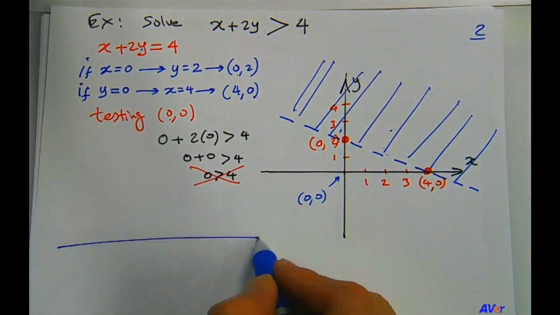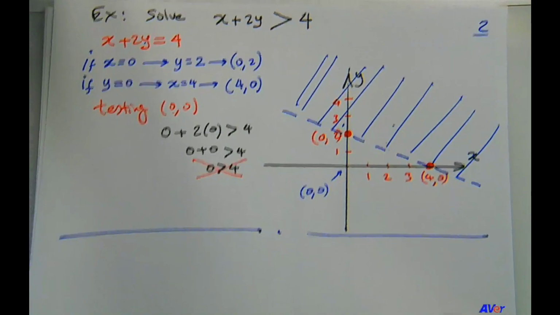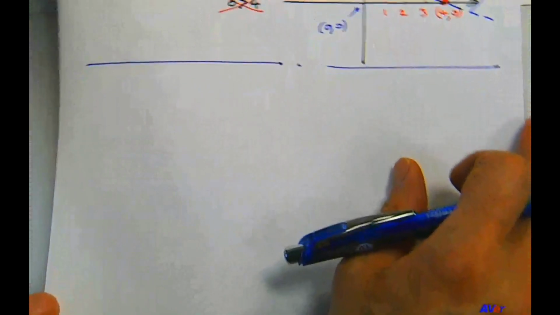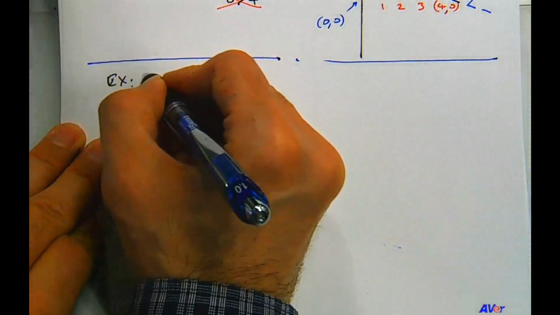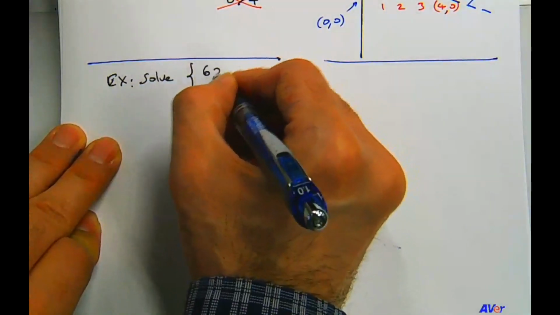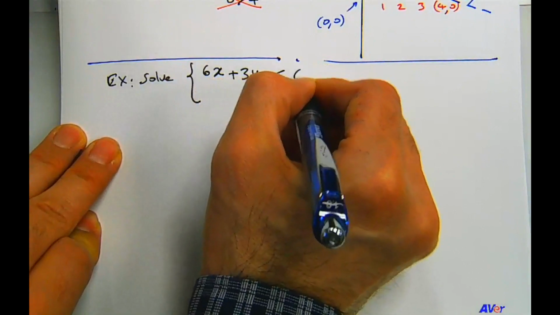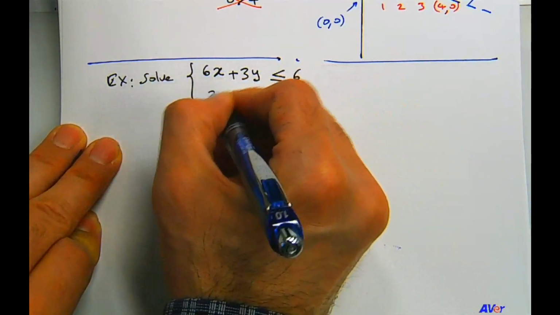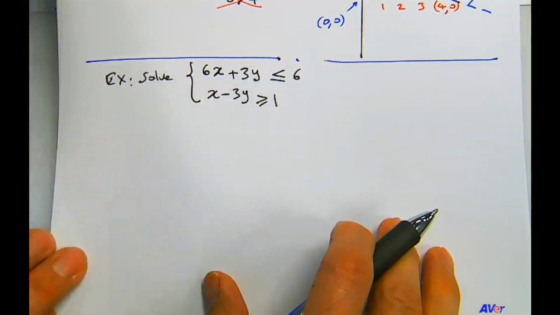Okay, let's do another example. Suppose this time we want to find the solution of this system of inequalities: 6x plus 3y less than or equal to 6, and x minus 3y greater than or equal to 1.